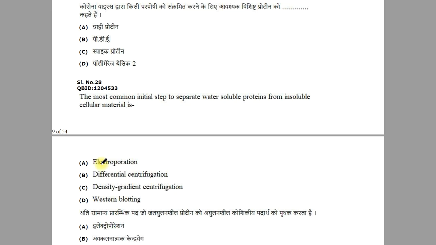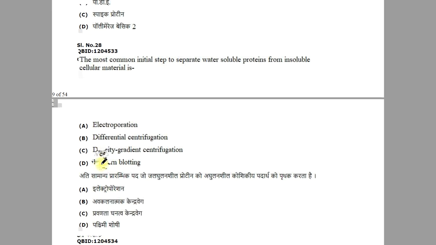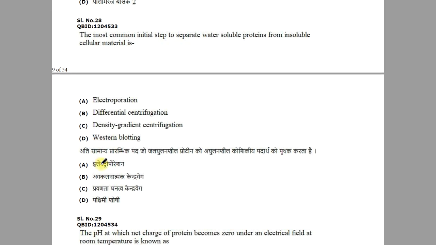The question number 28. The most common initial step to separate water soluble proteins from insoluble cellular material is A, electroporation. B, differential centrifugation. C, density gradient centrifugation. D, Western blotting. And the correct answer is the option B, which is the differential centrifugation.